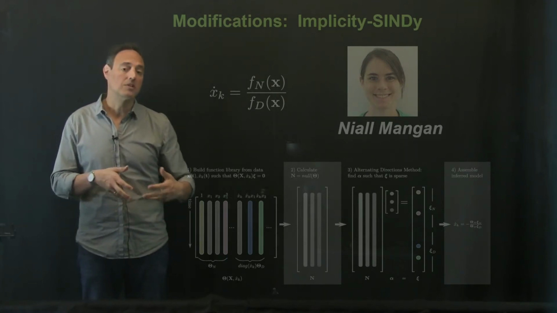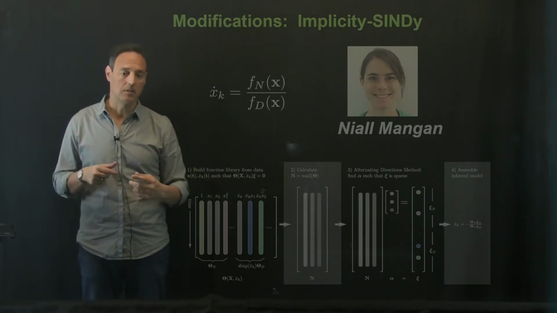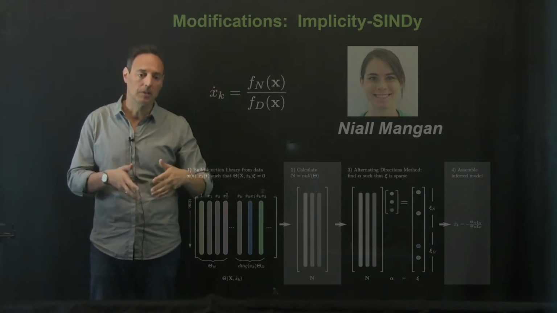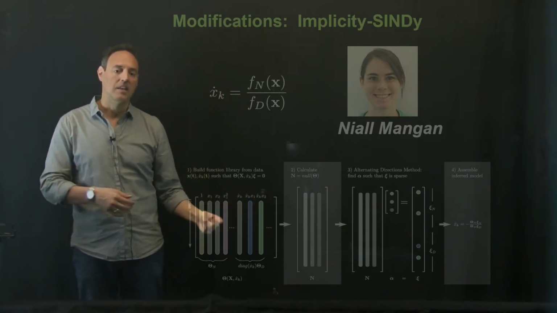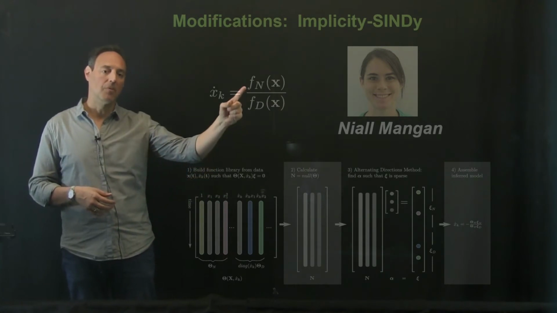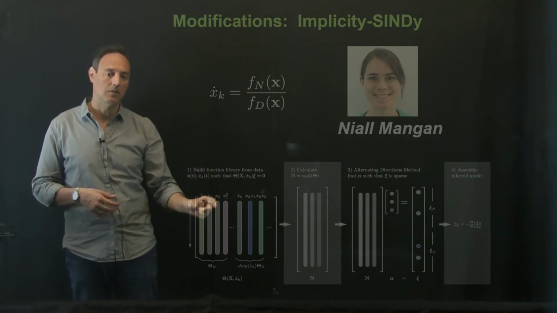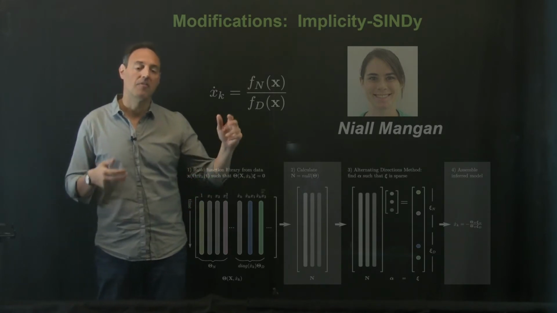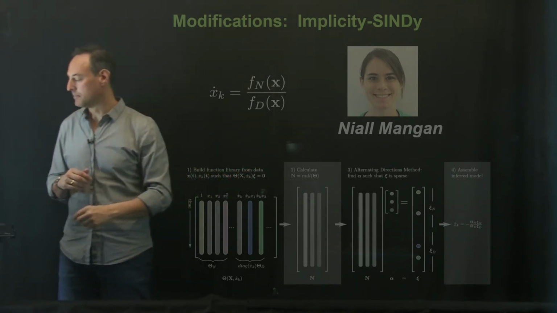And so in this case you can generalize the SINDY architecture to actually handle solutions of this form. Here's the pathway as before. Now you put in a library for both f of n and a library for f of d. Now you do your regression on the null space, find the non-zero components, and build your model.